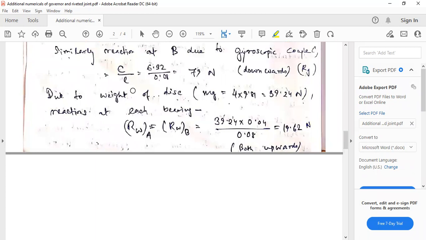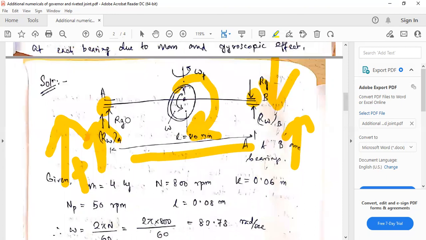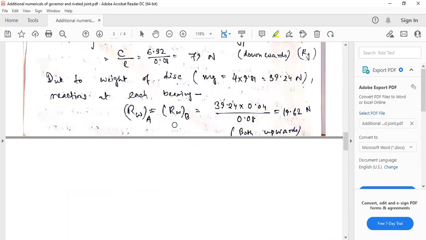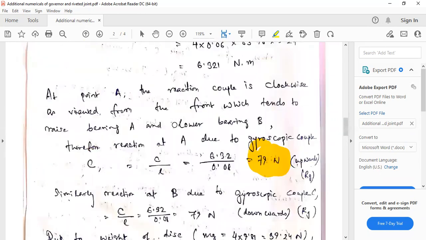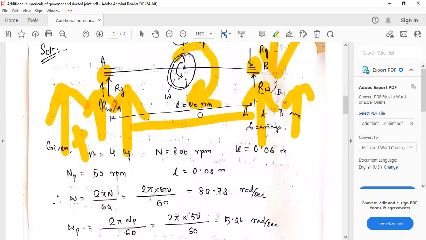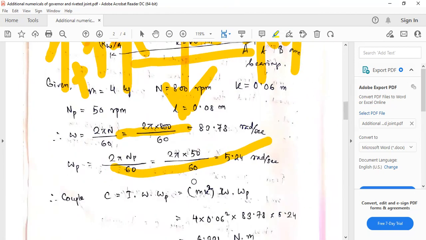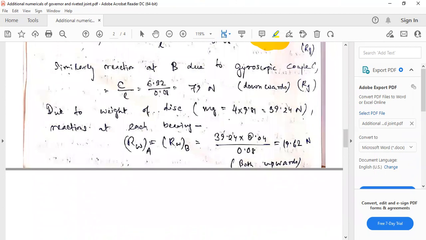Due to the weight of the disk, the weight of the disk is mg, 4 into 9.81. So we have got the weight as 39.24. The reactions at each bearing we can find by taking moment. If you take moment at point A, you know this from mechanics that this force is mg multiplied by this distance divided by this distance. This distance is 80 by 2, that is 40, or 0.04 m. So 39.24 into 0.04 divided by 0.08 gives 19.62.